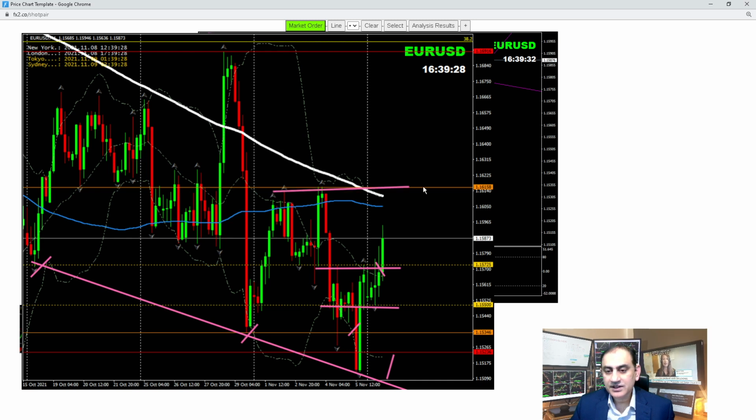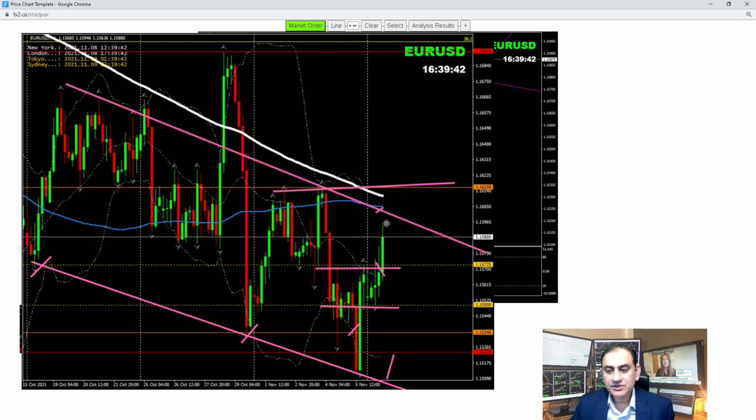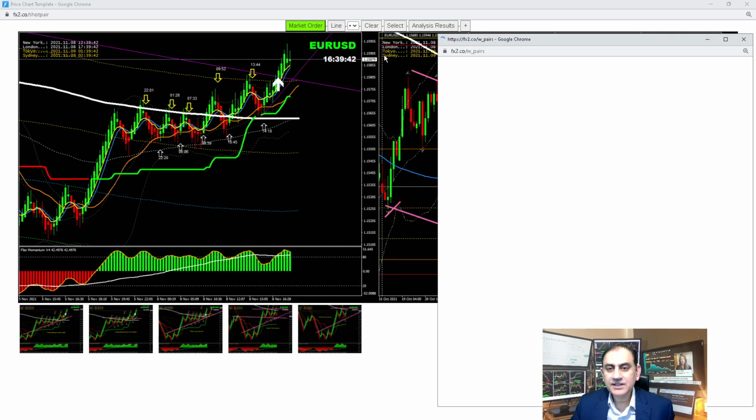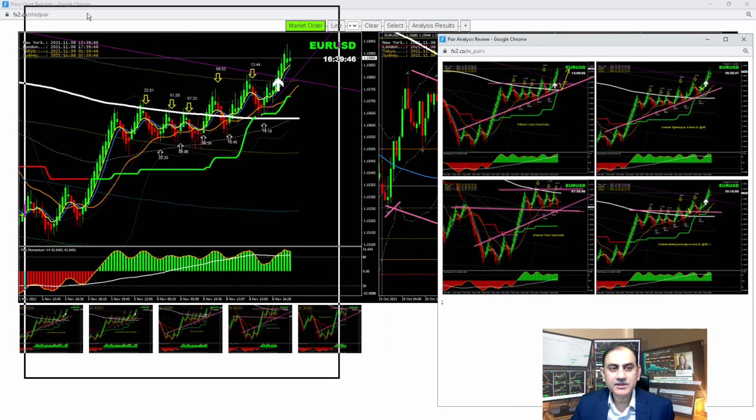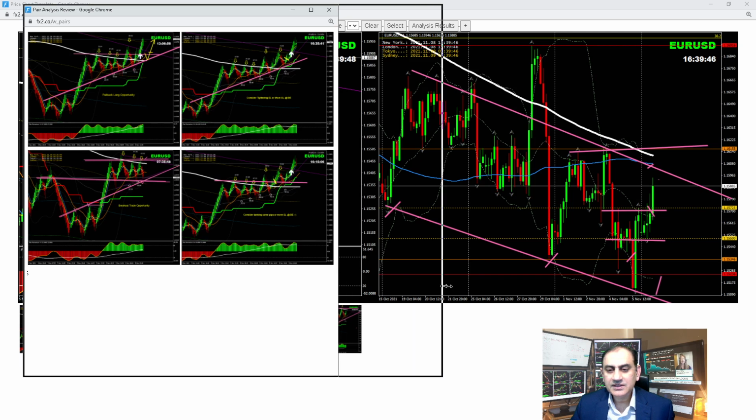Let's see here, the target would be this level. If you look at the bigger picture, we can see the price nicely developed a downside channel pattern. Let's see if the price is going to hit or not. Let me share with you the intraday analysis. We haven't seen any big moves, but we managed. As you can see here, this is the analysis.